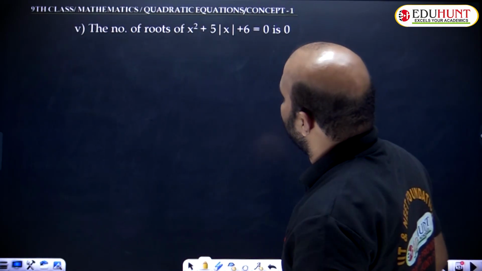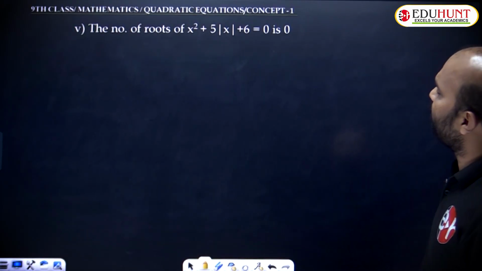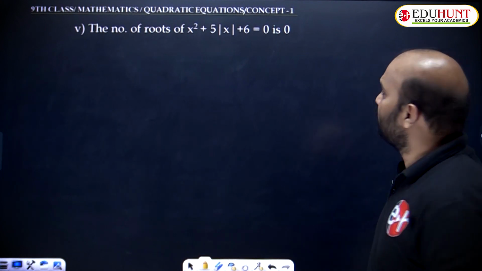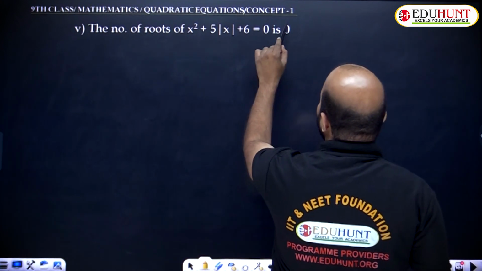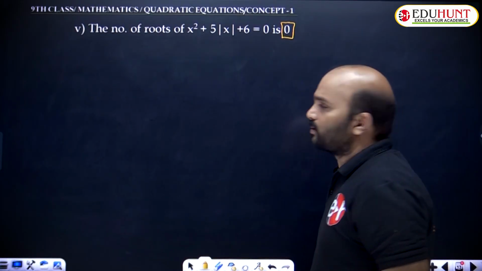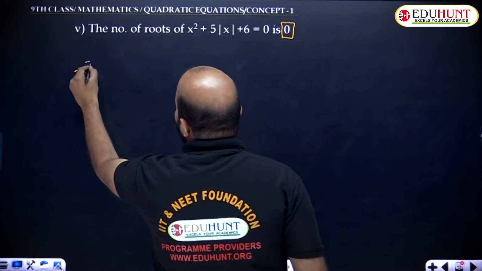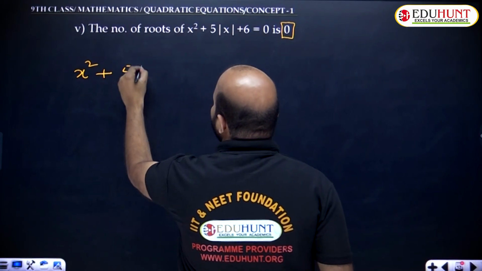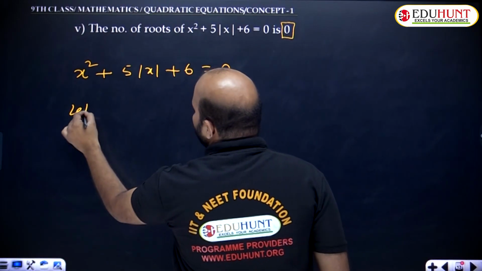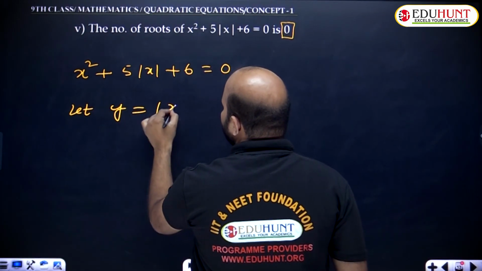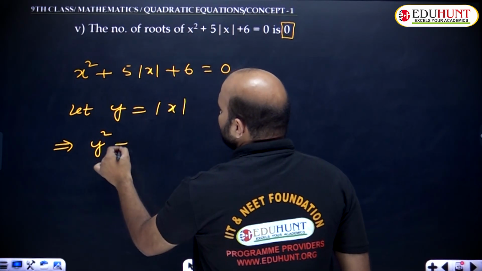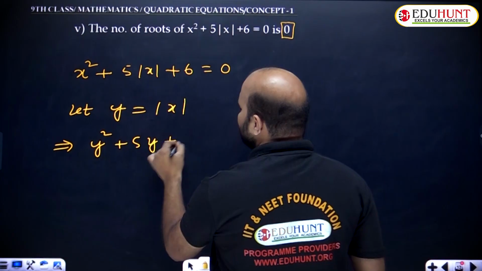So coming to the next example: the number of roots of 5 x square plus 5 mod x plus 6 equals 0 is 0. So the given quadratic equation contains how many roots or solutions? 0 solutions. One should check. The given equation is 5x square plus 5 into mod x plus 6 equals 0. Let y equal mod x. Now the equation can be written in terms of y as y square plus 5y plus 6 equals 0.